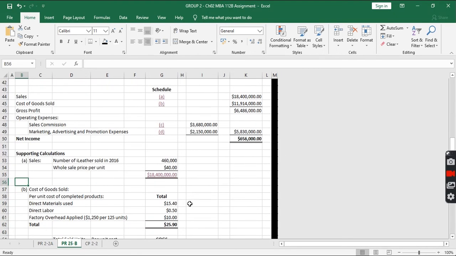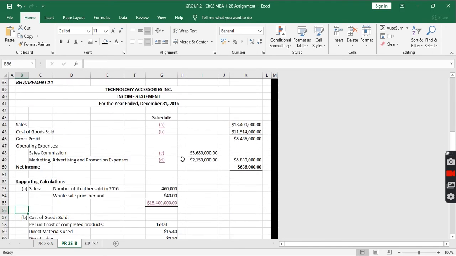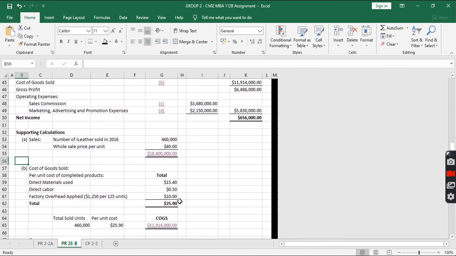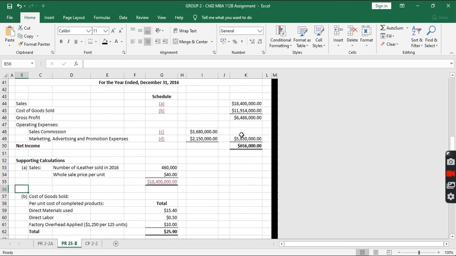For our factory overhead applied, our machine cost per hour is $1,250, and in that hour, 125 units are produced on average. So with that, we can simply divide these two. This should give us about $10 per product for our factory overhead applied. So a total cost of $25.90 per unit. Now with that, 460,000 units sold multiplied by the per unit cost should give us a total cost of the sold items amounting to $11,914,000, as you can see here.